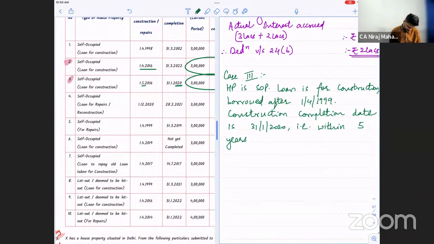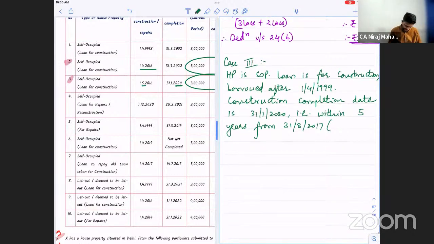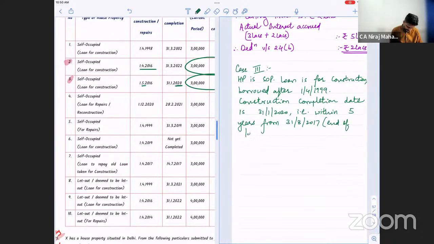Within 5 years from which date? Compared to which date? Very good, 31st March 17. What is that? End of the loan taking financial year. Okay, I'm writing here: end of loan taking financial year.